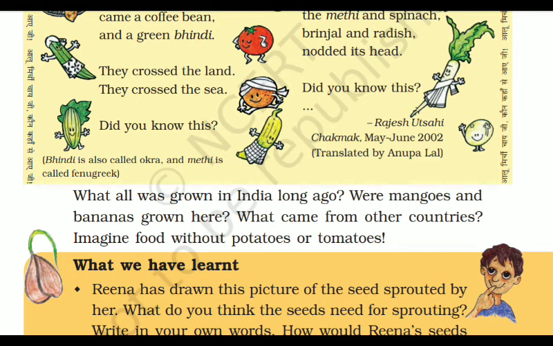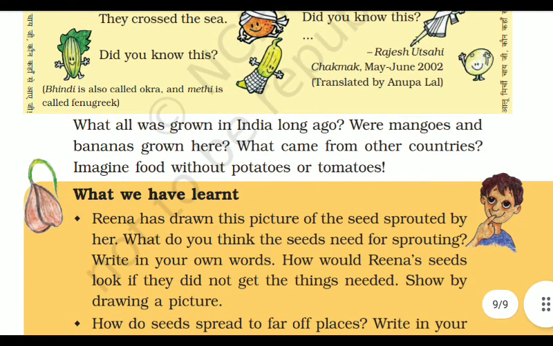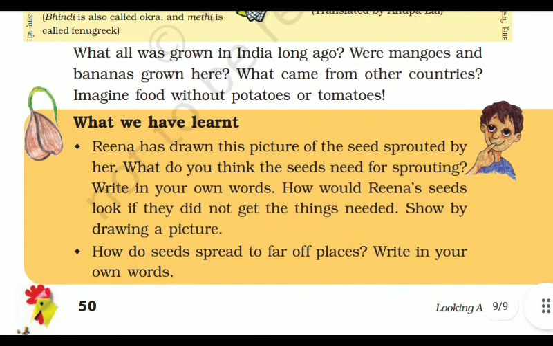Imagine food without potatoes or tomatoes. So mango and banana, they are native to our country. They are grown here from the starting, so they are not exotic plants. Potatoes and tomatoes are from somewhere else, from outside, from a different place, and they are considered as exotic plants.